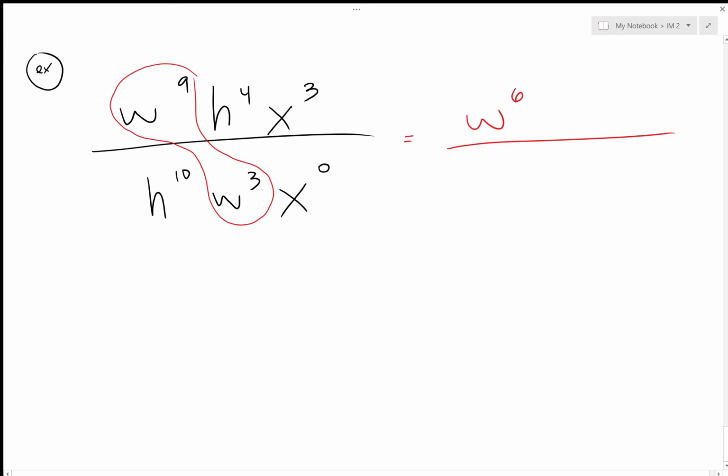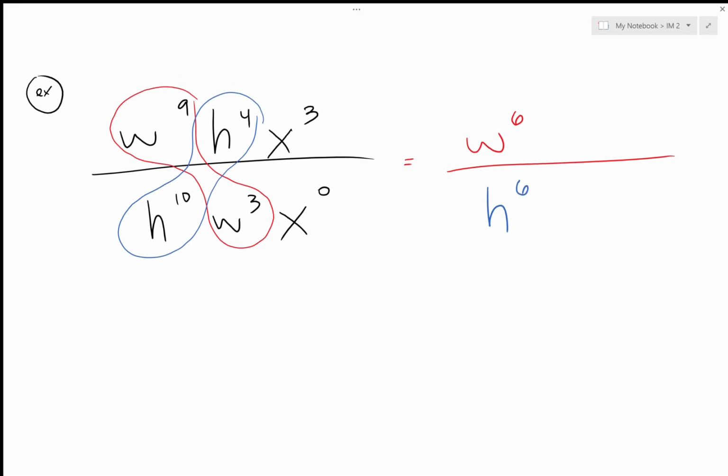All right. I'll go ahead and go to H's now. 4 H's on top, 10 on bottom. The H's are bigger on bottom, so H stays on the bottom. It is bigger by 6 again. And now let's do the X's. Is it bigger on top or on bottom? Bigger on top, so X is going to stay on top. 3 on top, 0 on bottom, so that's bigger by 3. We have no blank spaces. We have something on the top, we have something on the bottom. There's our answer.